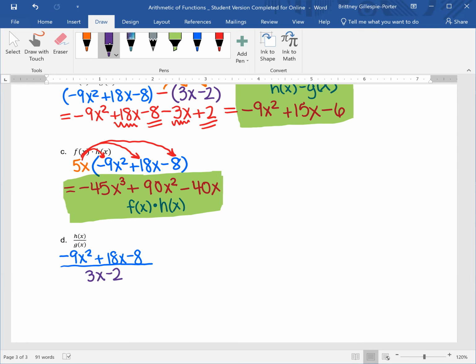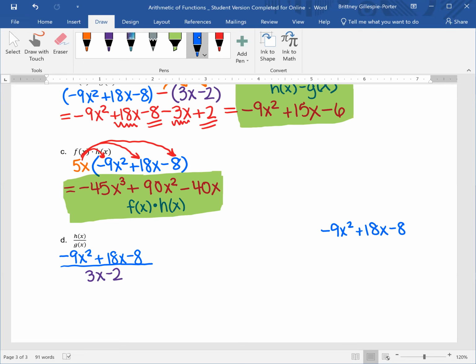Here, we know that we have a restriction. It's not asking us to find the domain, but if we needed to, we would take the 3x minus 2, set it equal to 0, and find out that x equal to 2/3 is our restricted value. But we were asked to find everything in simplest terms. So we need to look at if we can factor -9x squared plus 18x minus 8.